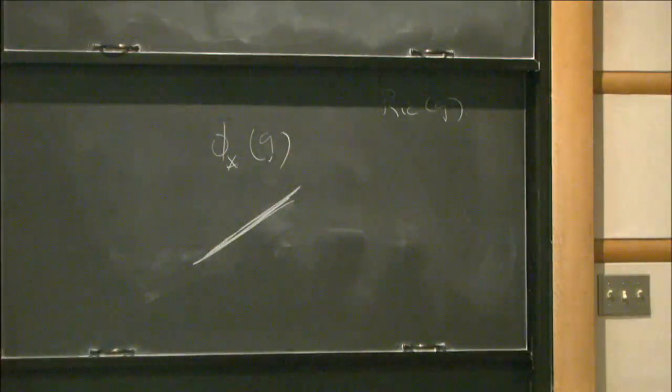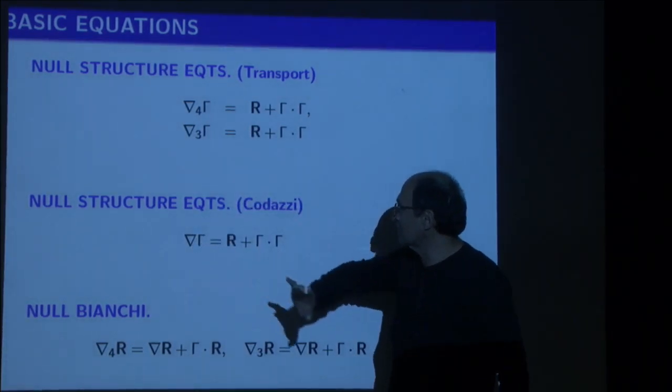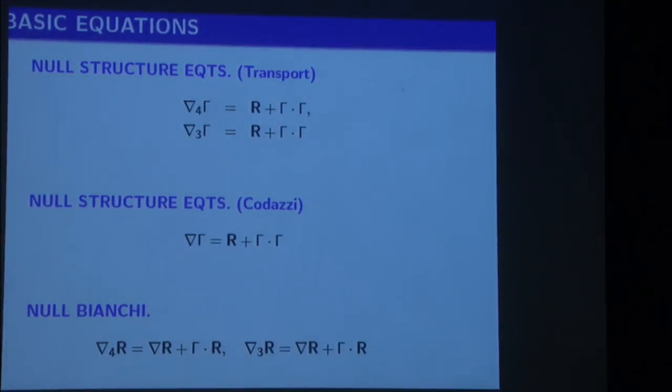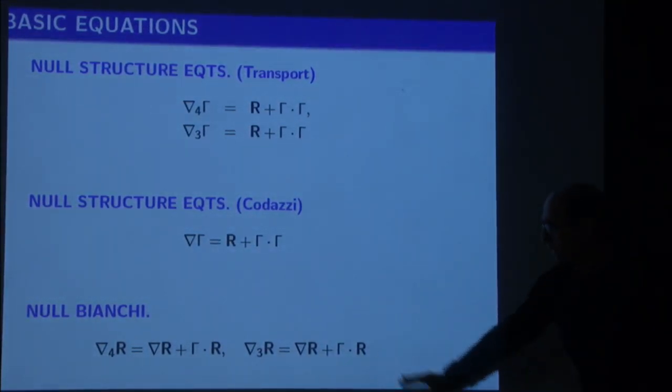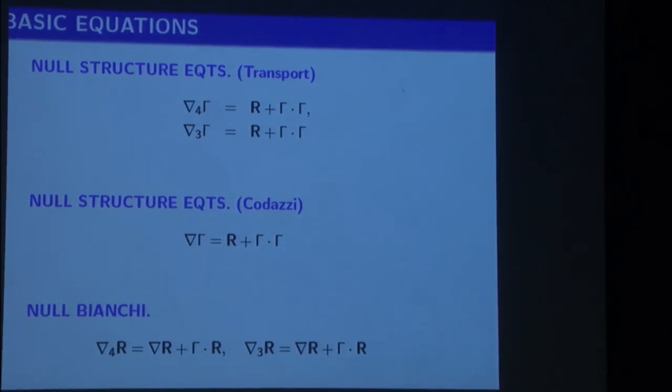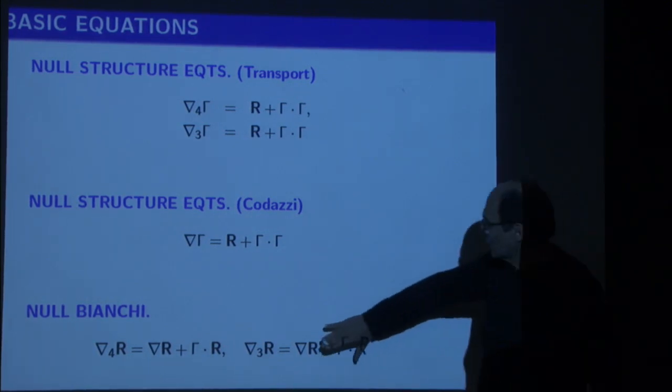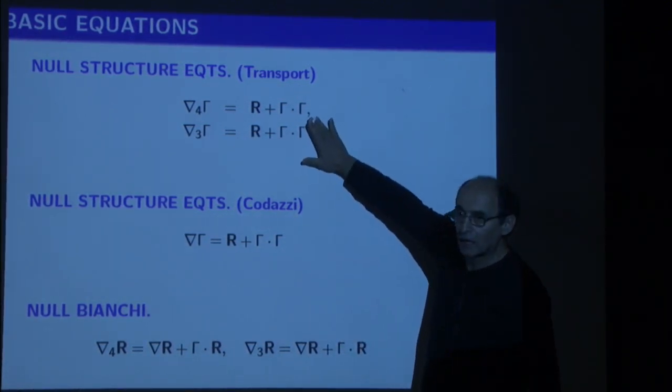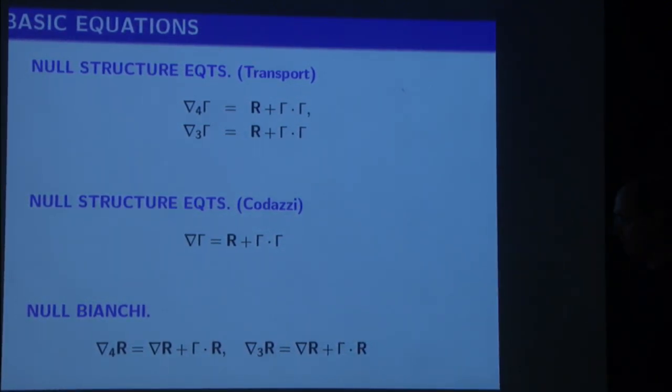So these are the equations. There are also some elliptic equations, in fact, which are called the Codazzi equations. And then finally, we have the null Bianchi equations, which I just wrote here to show how different they are from the Codazzi equations.